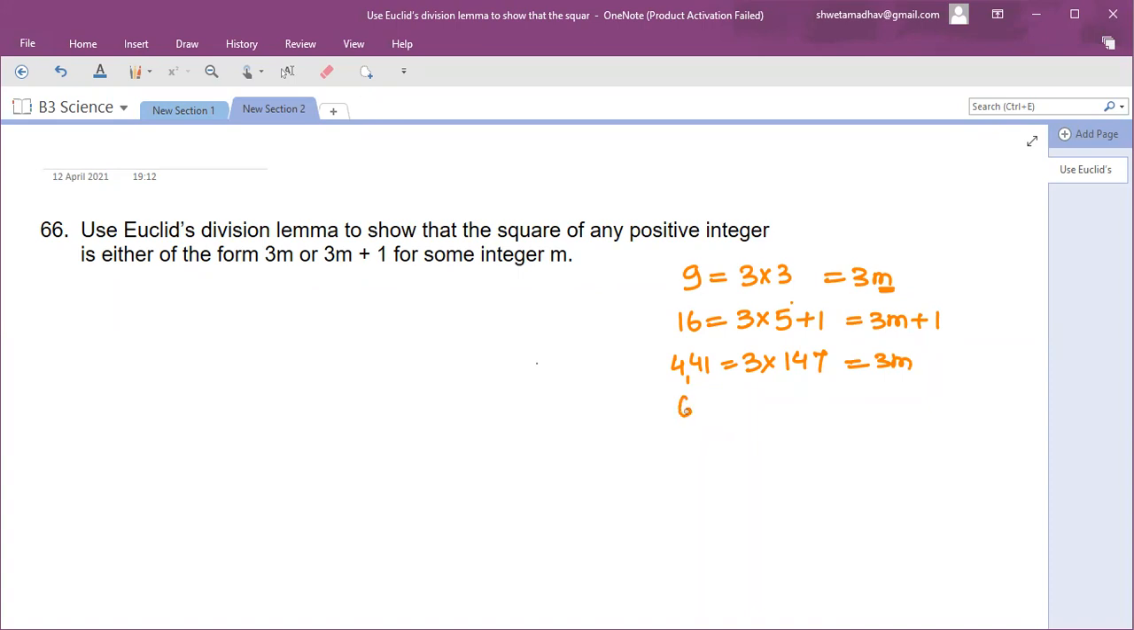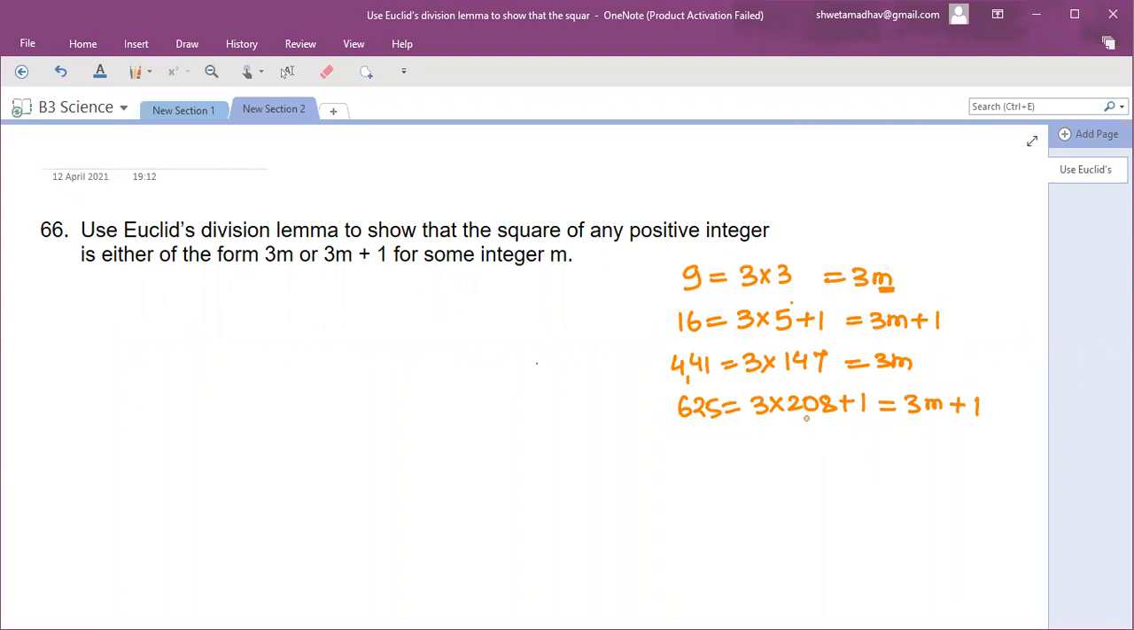625. Divide 625 by 3. 3 into 208, 3 eights are 24. The remainder is 1. So that means it is 3 into quotient plus 1. So take any square number, try dividing by 3. You will get either remainder 0 or remainder 1.